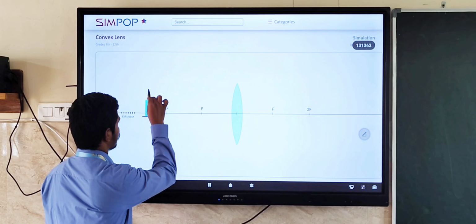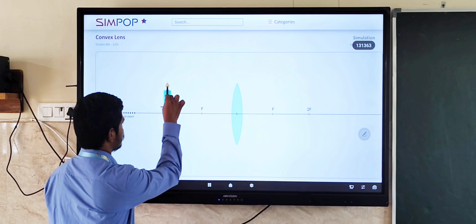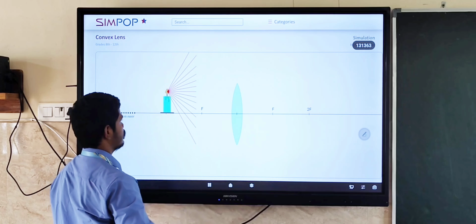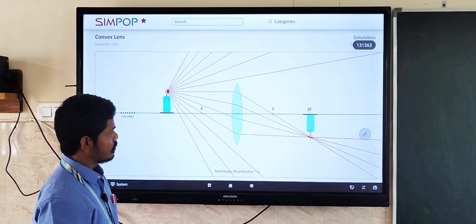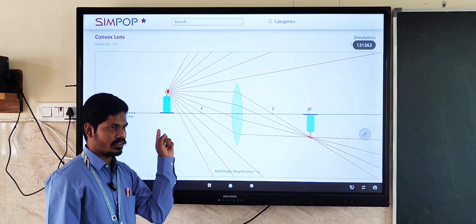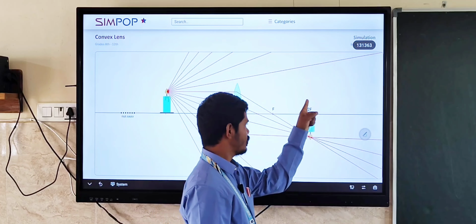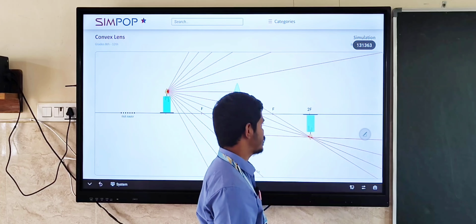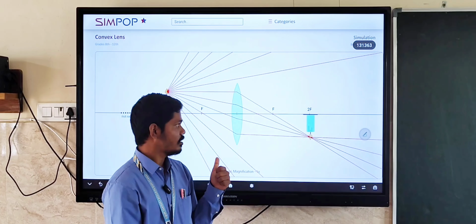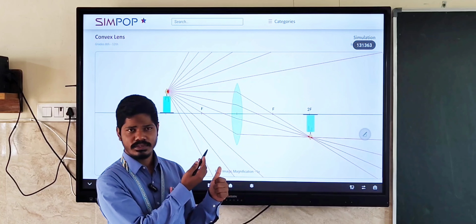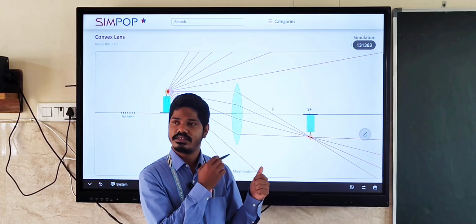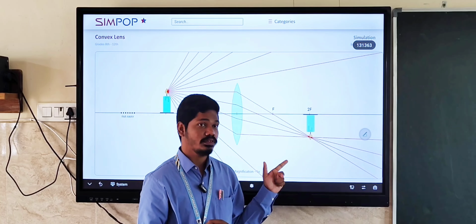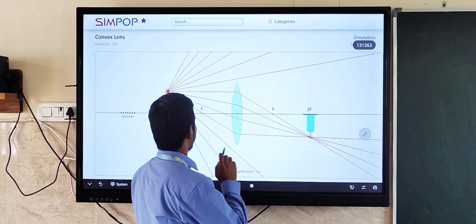Now come to the third case. Now I am keeping this object at the center of curvature. See, when I keep the object at the center of curvature, I will get the image at the same position, at the center of curvature. Okay, this image is also a real image. And what about the size of the image? Same size, magnified or diminished? Same size. And real or virtual? It is also a real image.